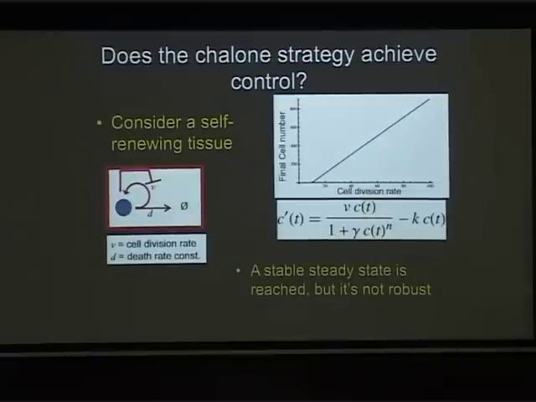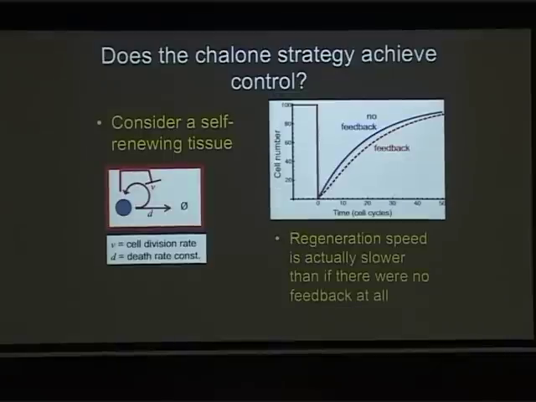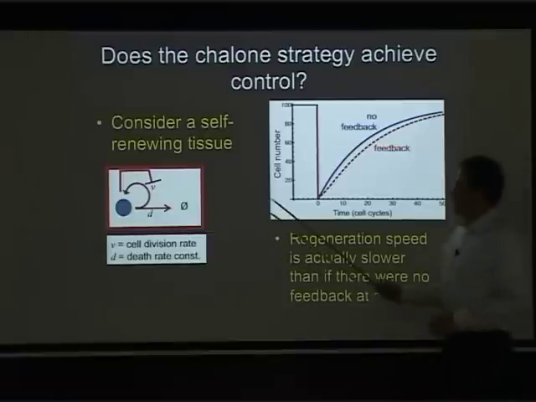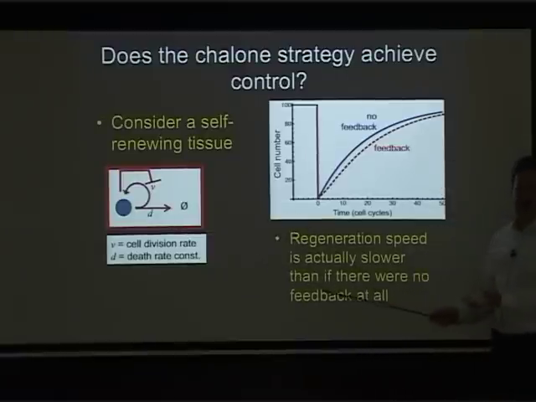And remember how I said how robust the sizes of tissues were. So it doesn't sound like the best strategy. Now, the other thing that's a little bit funky about this strategy is, remember I said you want tissues that regenerate. And presumably you want them to regenerate as fast as possible, because when you have an injury, you want to get rid of it, right?